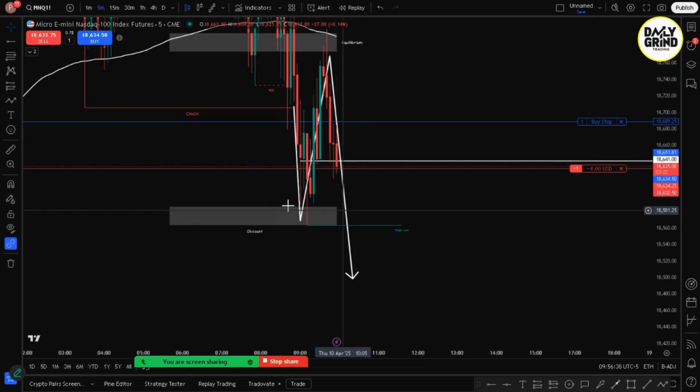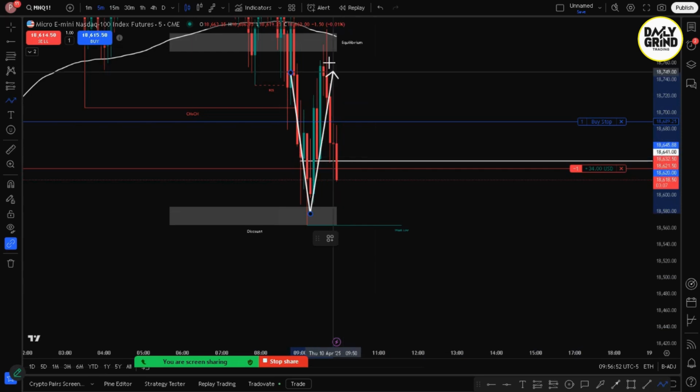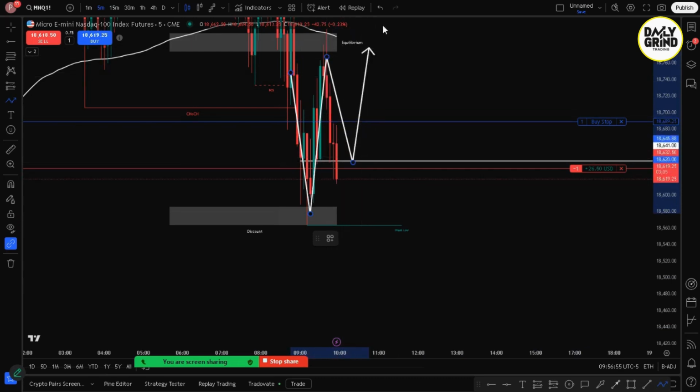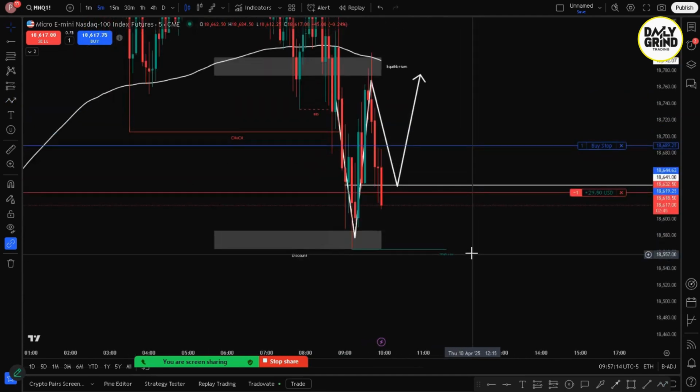We should break this structure to go a lower low. Now, if we don't break this structure and did this, bounced off, broke down, came up short here, and then did that, then that's not what I'm looking for because that's canceling out the plan that I had before. So learning how to read price, learning how to read market structure is pretty important because if you don't know what the market is doing, then you don't know what the market is doing.